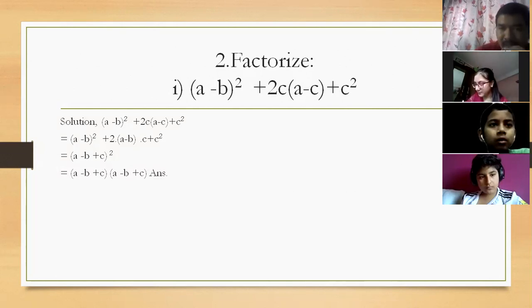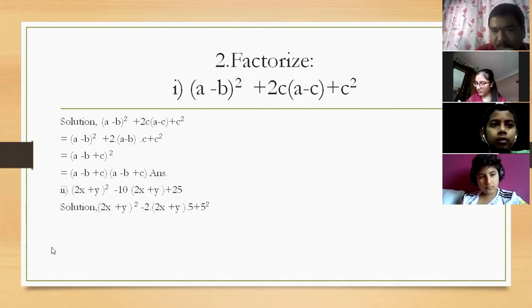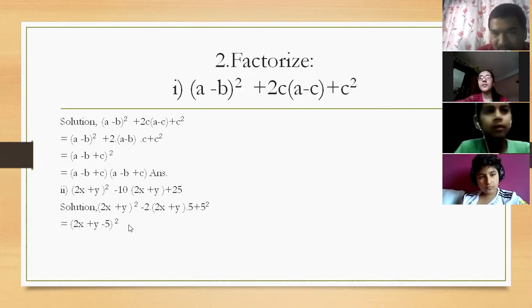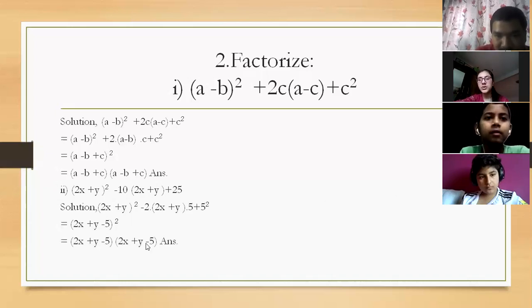Yes, sir. Now look at here also. What is in place of A here, children? 2x plus y. Yes, 2x plus y. What is in place of B? 5 square. You are absolutely right. It is in which formula then now? A minus B whole square. A minus B whole square means we have to write this 2 times.